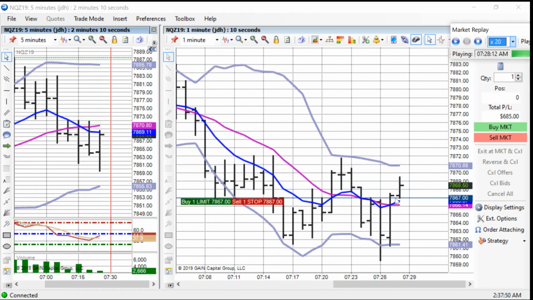Okay, so you can see that it came right back into the trading range. So that was a false breakout. Here was the support. It broke below support, but came right back up through it. So it's still acting as a support area.